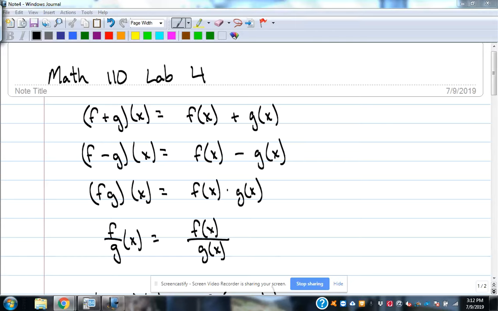Lab number 4, talking about function operations. So addition, subtraction, multiplication, division, and then composition. So just a reminder about the operations with functions.